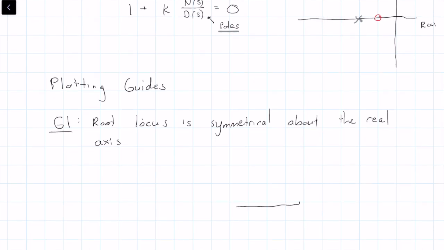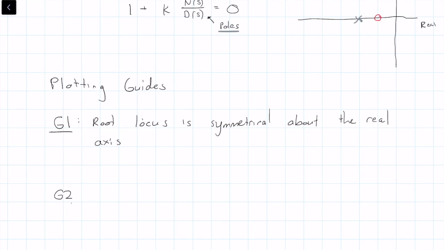Let's say we have a set of axes and our root locus looks something like this. Let's say our root locus looks something like that on this third quadrant. Then that means that in the fourth quadrant it's going to look exactly the same. So we have a symmetric graph. If on the other hand the top of the root locus looks something like this, and we have it going to infinity, then the bottom of the root locus will look exactly like that, and it will go to negative infinity. Okay, so that's guide 1. So that's a pretty easy guide, nothing much to it.